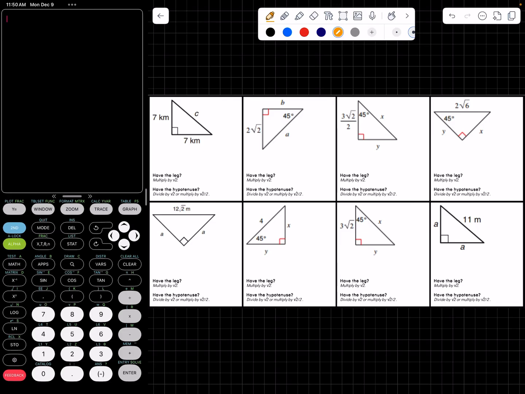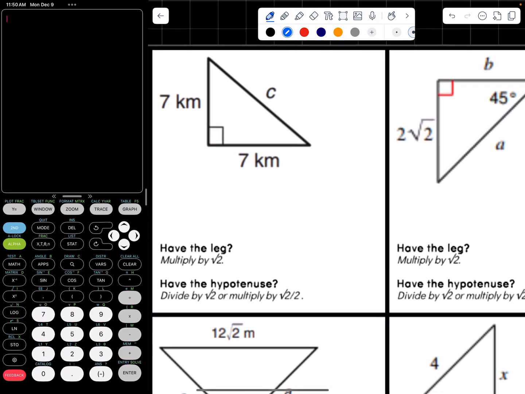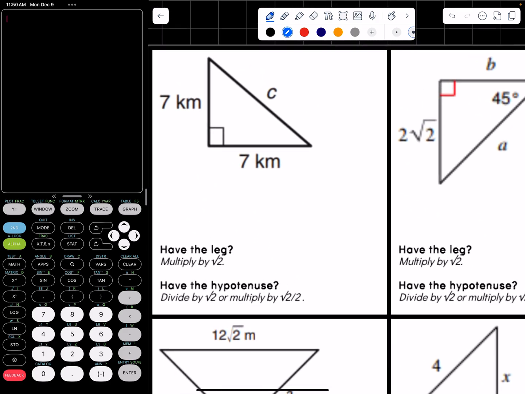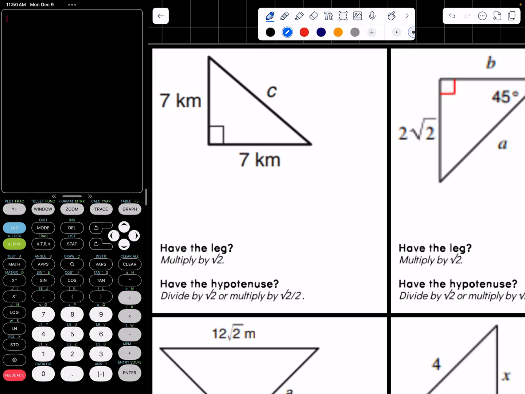Looking at our 45-45-90 example questions, let's get right into this. We're going to be using that idea of either multiplying by root 2 if we have the leg, or dividing by root 2 if we have the hypotenuse. We also have another option if we have the hypotenuse. So first off, we have the leg. We're trying to solve for C, which is our hypotenuse.